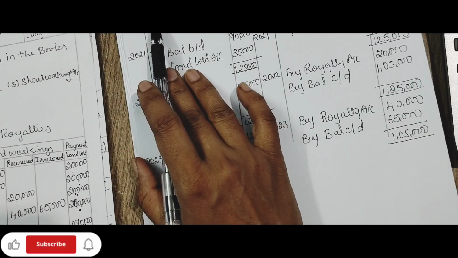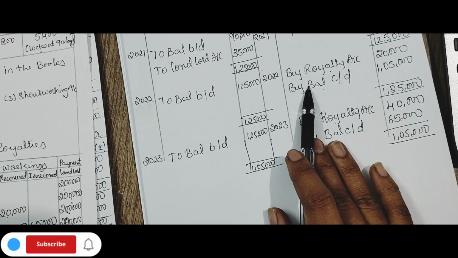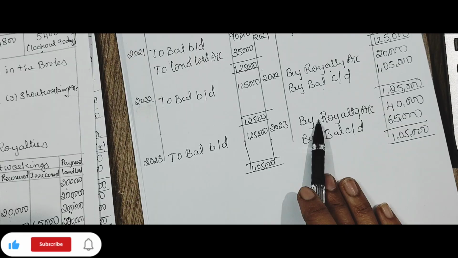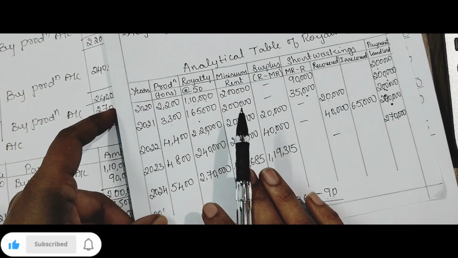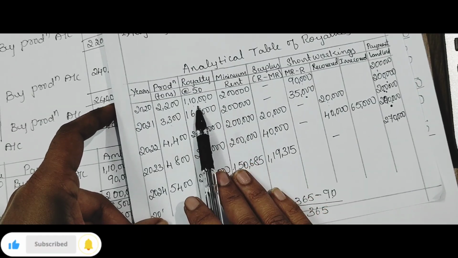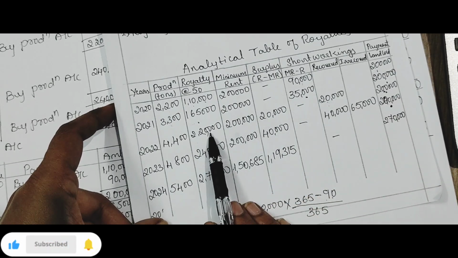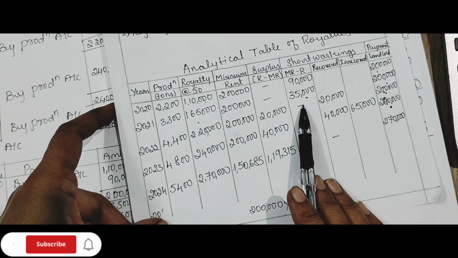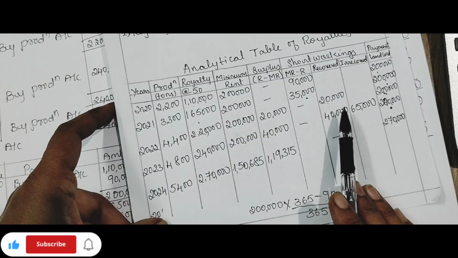Whatever occurred will be shown on the debit side because it is an expense. Recovered, it is an income, right? It is increasing, so you are crediting it. Okay, is it clear? So first we have prepared the analytical table. In the analytical table, when the minimum rent is more than the short royalty, we have paid the minimum rent to the landlord. And when the royalty is more than the minimum rent, then if there is any short working, we recover as per the given information.